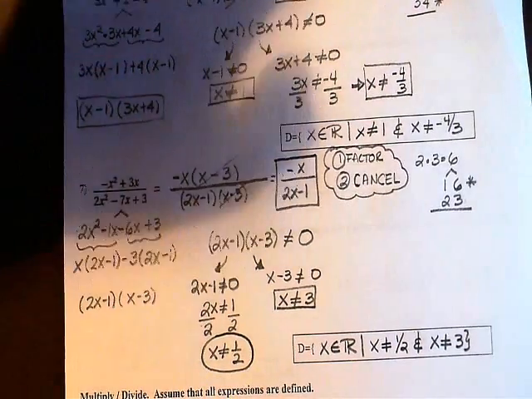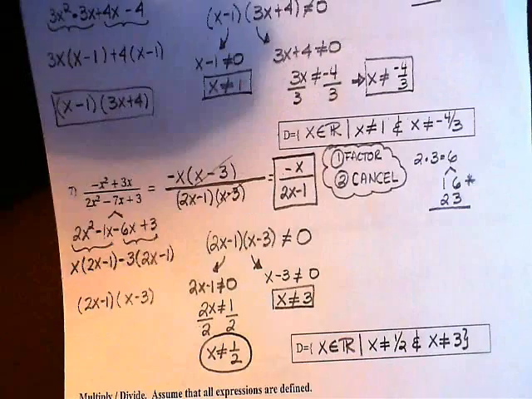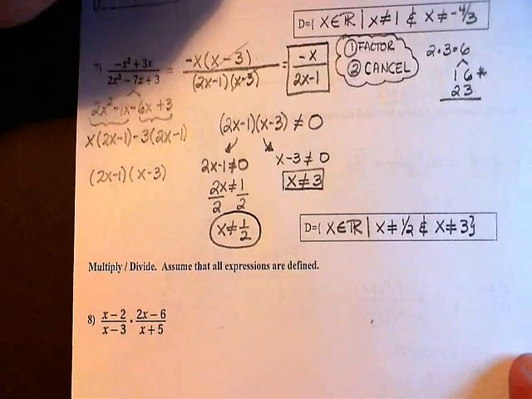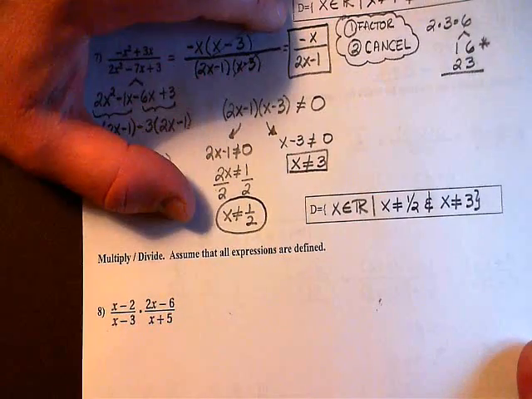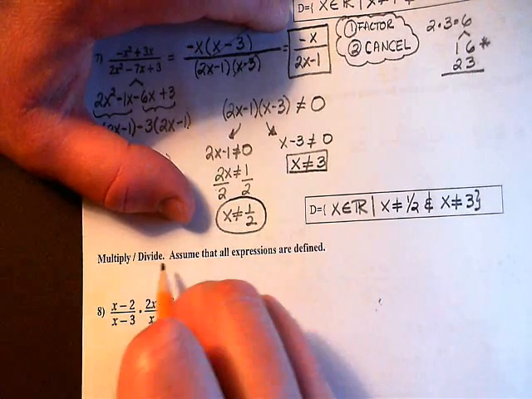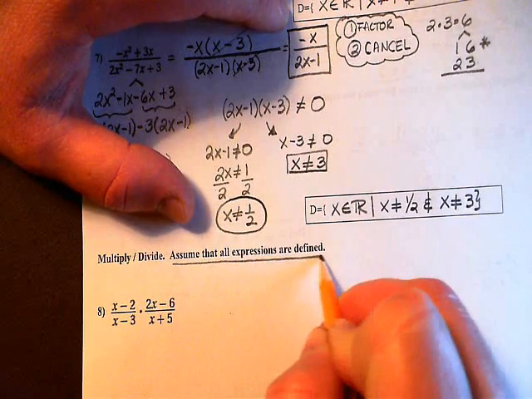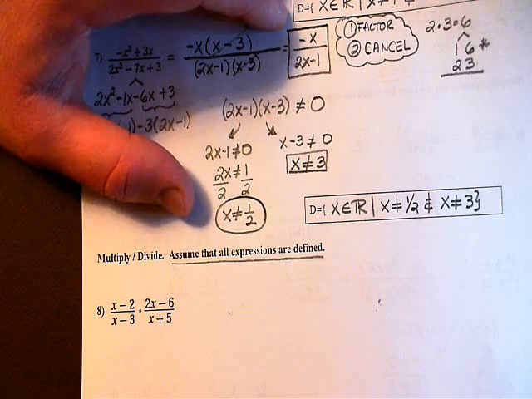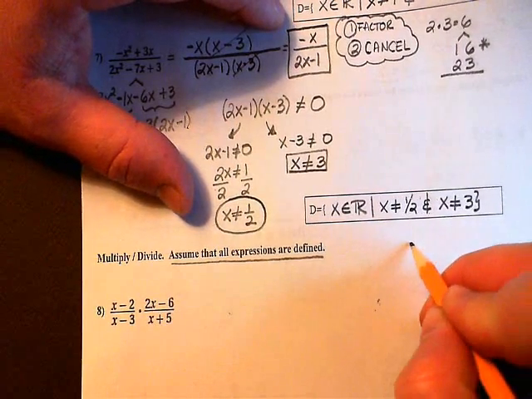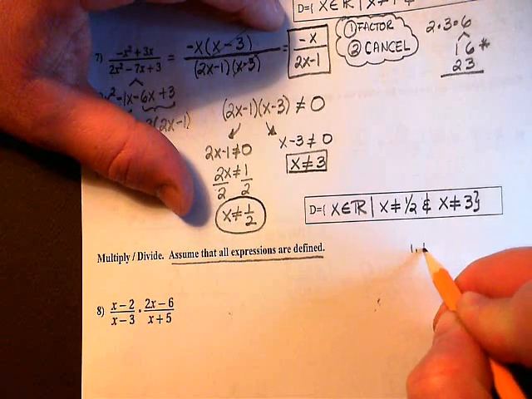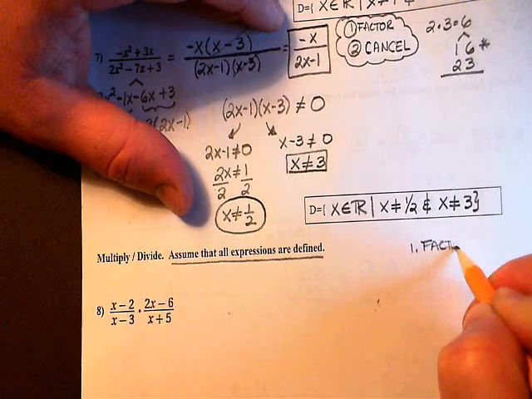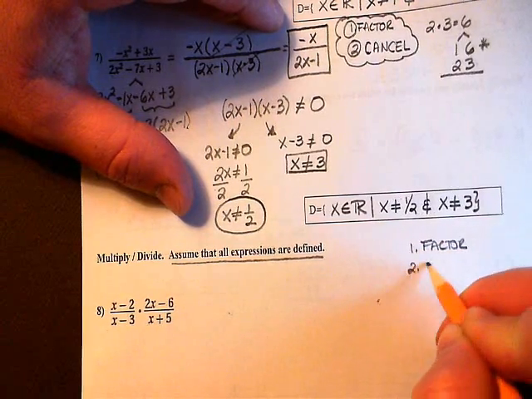Okay, now we're going to continue to the next set of problems, which is multiply and divide. And the problem says assume that all expressions are defined. Whenever you see that, the problem is telling you don't have to worry about the domain. All you have to do is those two objectives. First, factor, and then second, cancel.